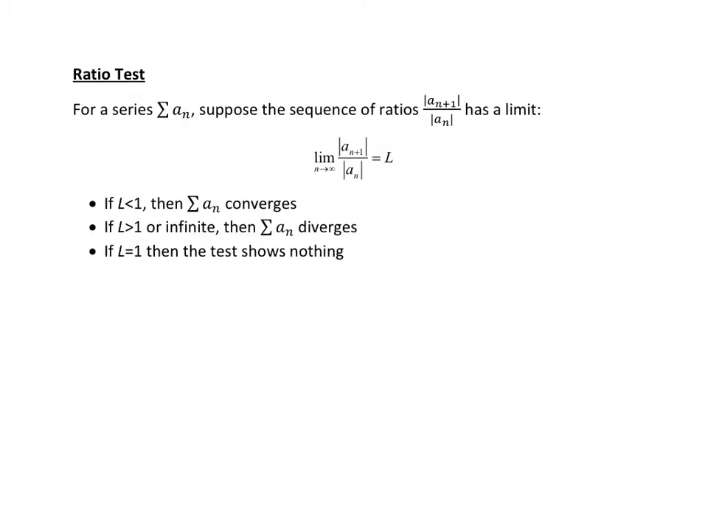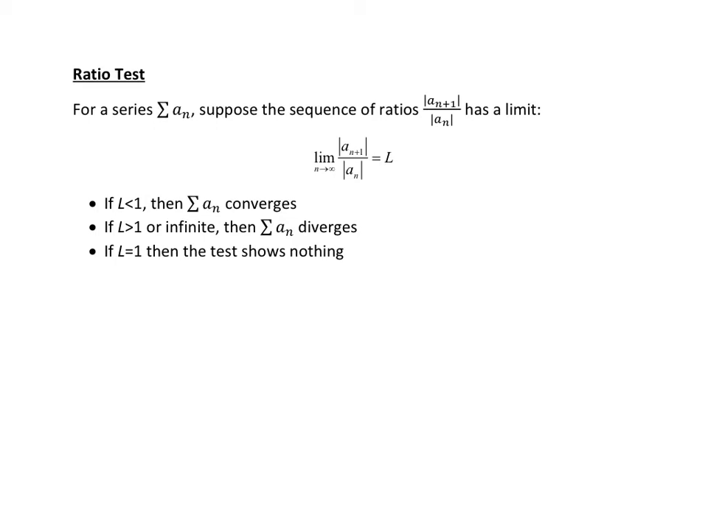Alright, so moving on to our next test. This is a more mathematical way of approaching series. For a series a sub n, suppose the sequence of the ratios, so if we take the next term, a sub n plus 1, and divide it by the absolute value of the previous term, a sub n, has a limit as n approaches infinity.